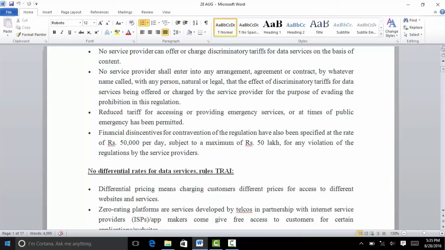And there's a punitive aspect to it also, wherein a violator would be charged 50,000 rupees per day, subject to a maximum of 50 lakh. But that information is trivial, not really necessary.